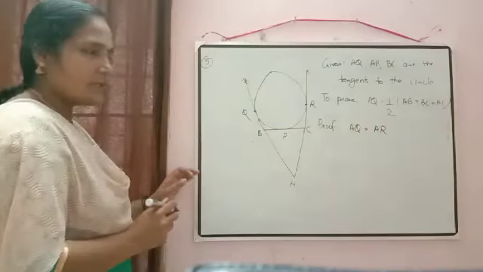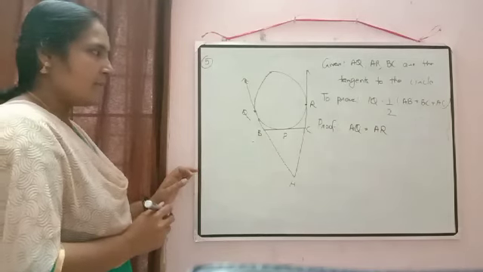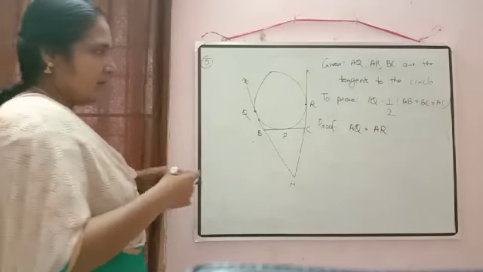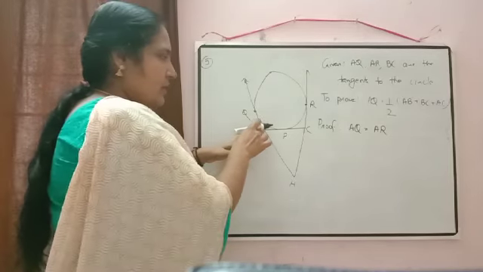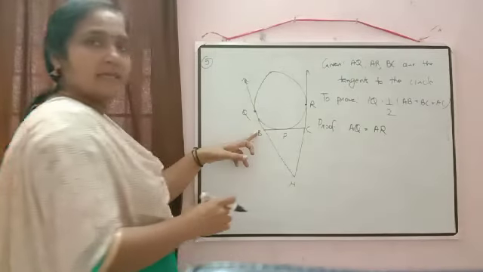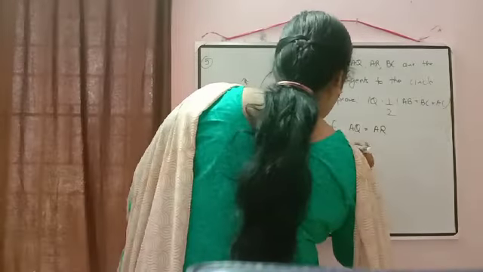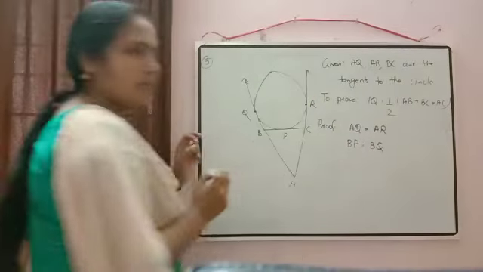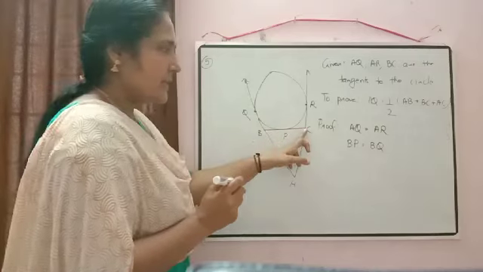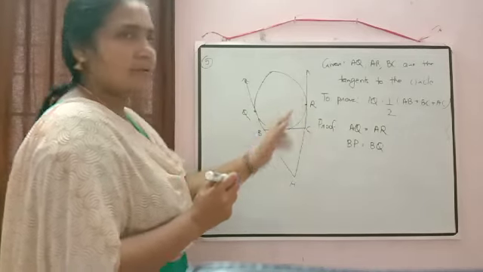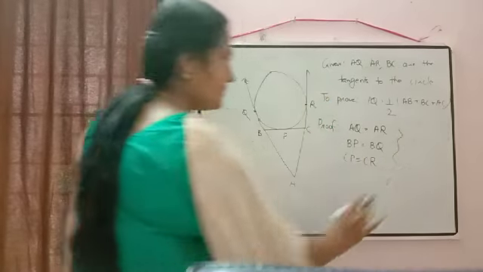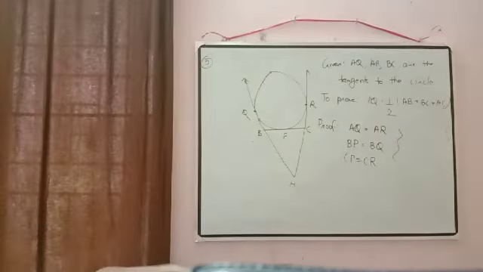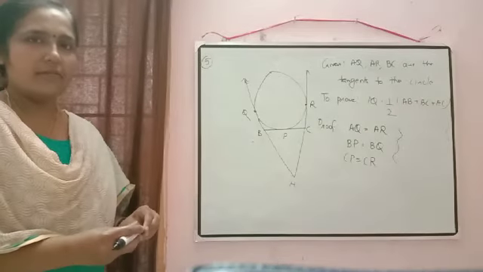Then what is the other point? An external point, the point which is outside the circle. One point is B. From the point B, what are the two tangents drawn? One is BC and the other one is BQ. So we can write down BP is equal to BQ. And the other point is C. So CP is equal to CR. Again write down the reason there: length of the tangents are equal. So that is what we got there.